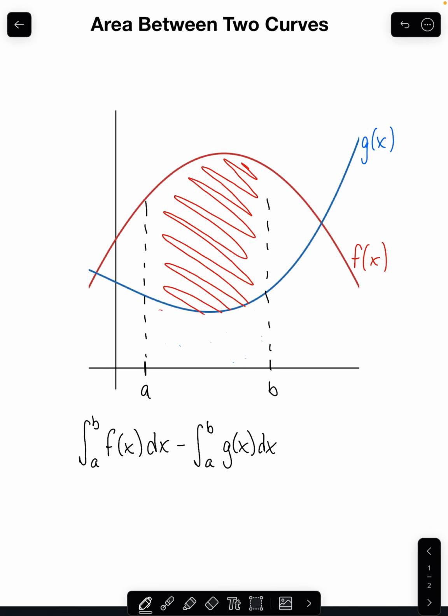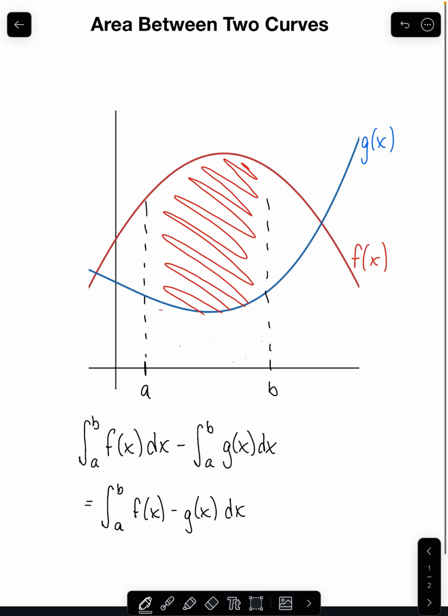These two definite integrals can then be combined into a single integral, the integral from a to b of f of x minus g of x dx. Now, this procedure does apply to regions that are below the x-axis or to regions that are straddling the x-axis, partially above and partially below.